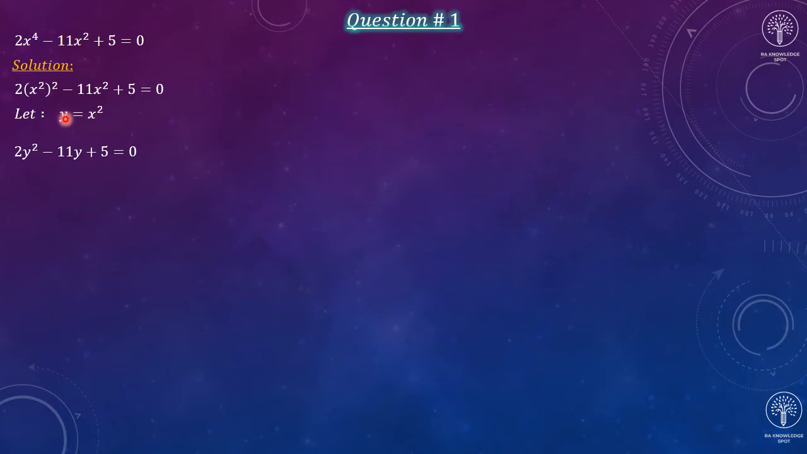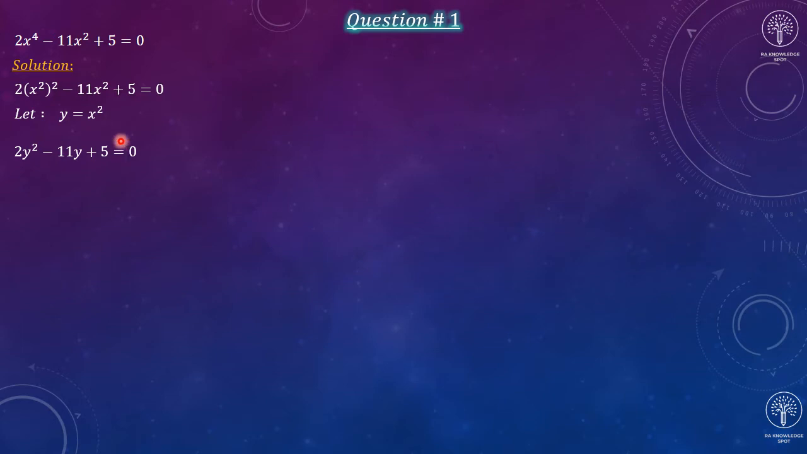Now what we have to do: writing this 2 as it is, instead of x square we will write y this way, and this square will be as it is. Dear student, don't be confused. x square is equal to y, and this square will be as it is, minus will be as it is, 11 is as it is. Now what is your x square? x square is y. Again you have to replace x square with y, plus 5 is equal to 0.